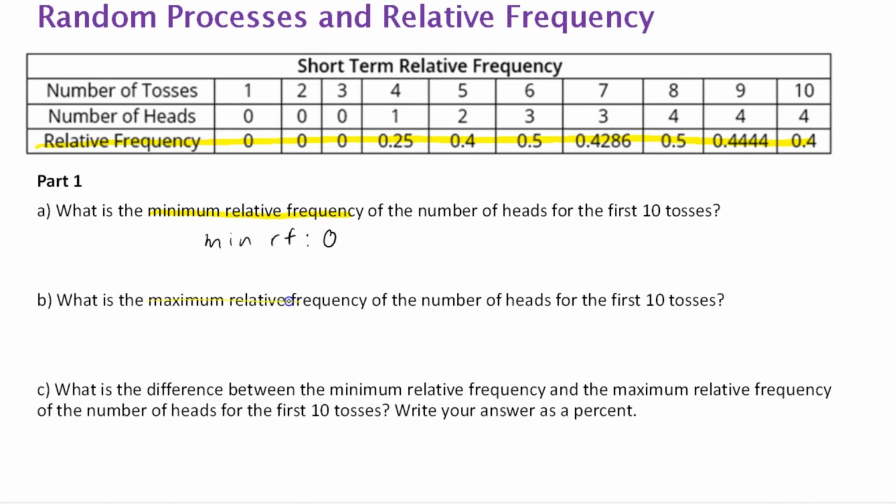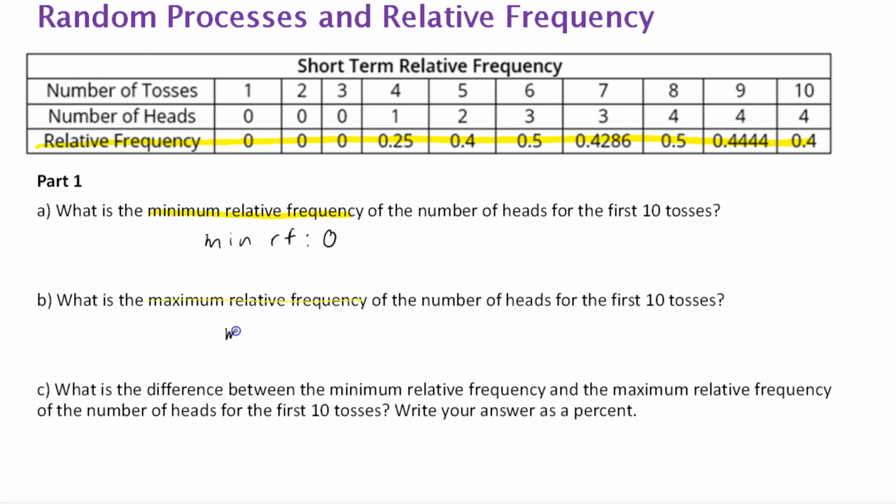What is the maximum relative frequency of the number of heads for the first 10 tosses? Now we're going to look for the maximum number here. It looks like for tosses 6 and 8, we had 0.5, or half the tosses at those points were heads. Notice here we have 3 heads out of 6. Here we have 4 heads out of 8, which gives us 0.5.